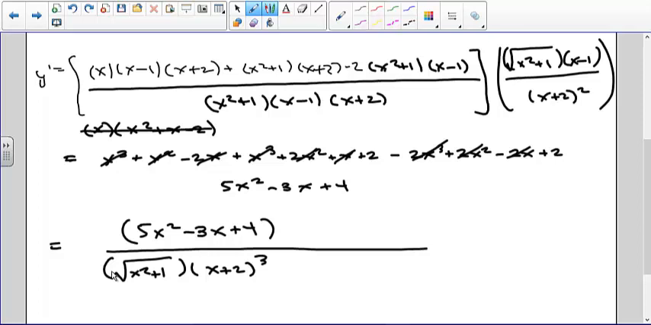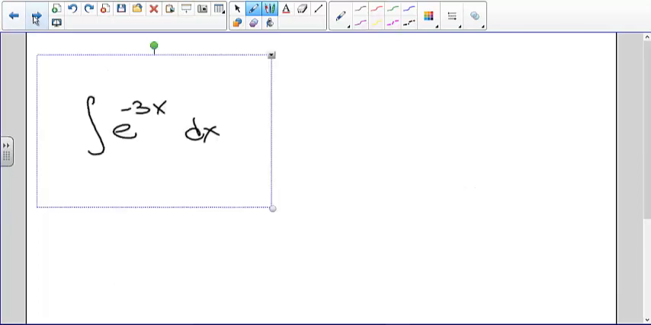Okay. On to the next problem. This next one's easy. So the integral of e to the negative 3x dx. So you're just going to use u substitution where u is equal to negative 3x.